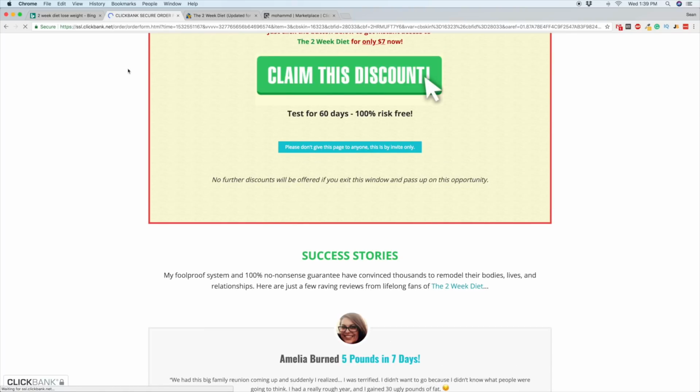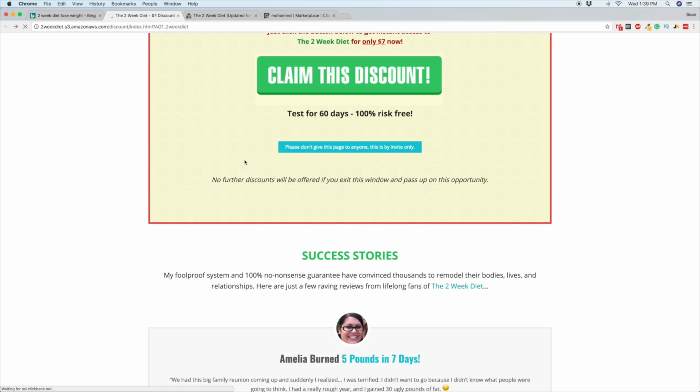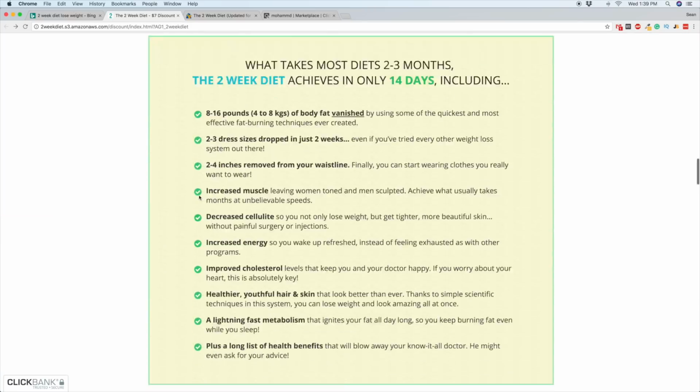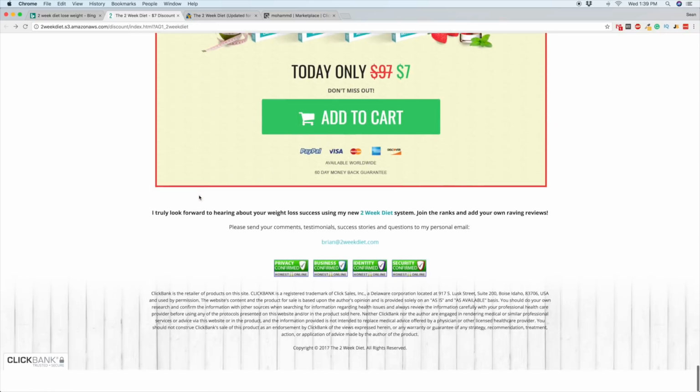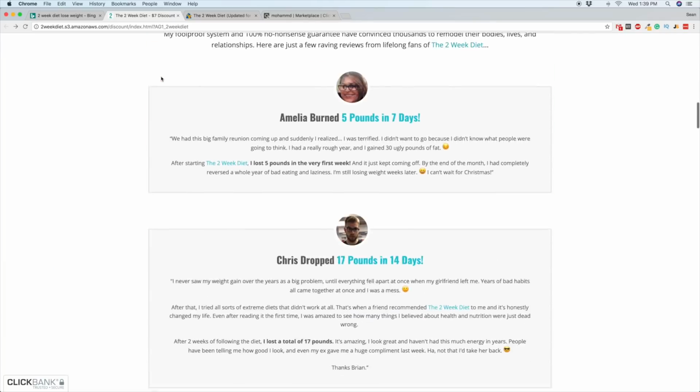Doesn't look like an iframe, but yeah. So again, when you click on it, it sends you directly to the sales page. I mean the order form. So they're just showing the sales page directly here. I don't think this is an iframe. They just copied everything on the sales page of the 2-week diet to a page, and they're selling it.